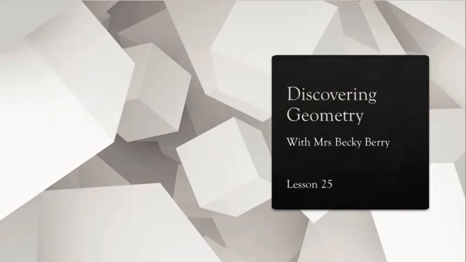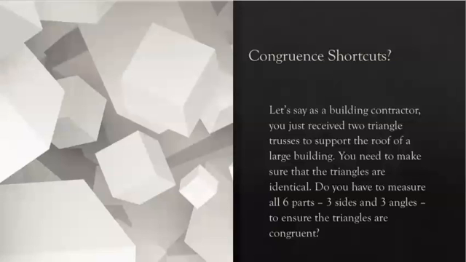Today, we're going to be talking about congruence shortcuts. Let's say as a building contractor, you've just received 2 triangle trusses to support the roof of a large building. You need to make sure that the triangles are identical. Do you have to measure all 6 parts, all 3 sides and 3 angles to ensure the triangles are congruent?